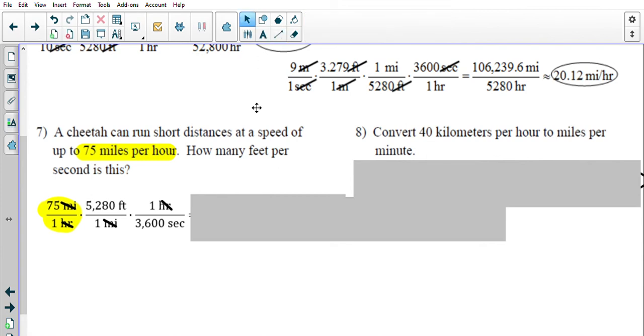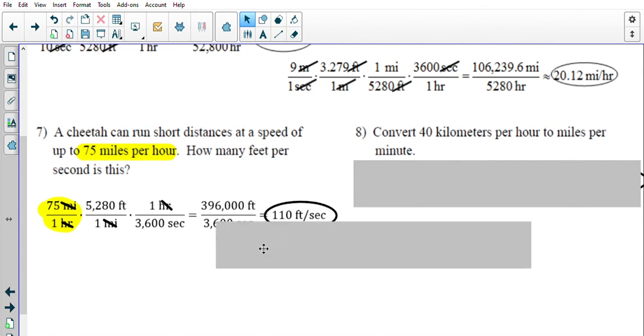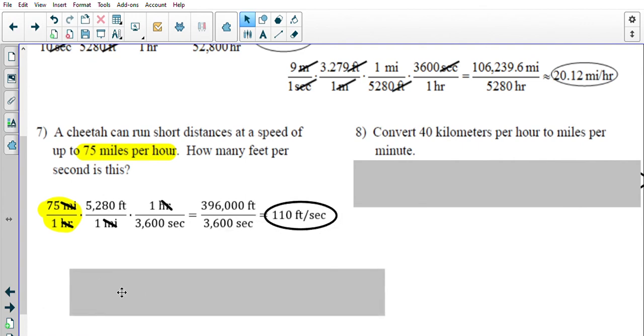75, excuse me, 75 times 5,280 is 396,000 feet on the top, 3,600 seconds on the bottom. We will divide to get a solution of 110 feet per second.